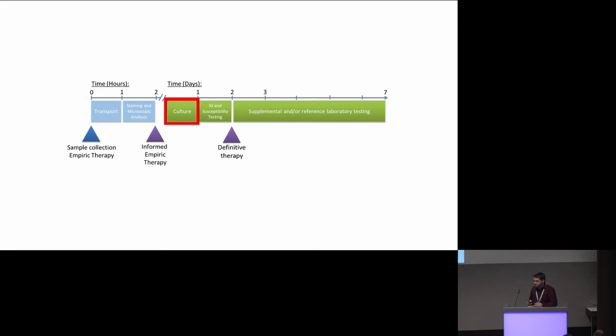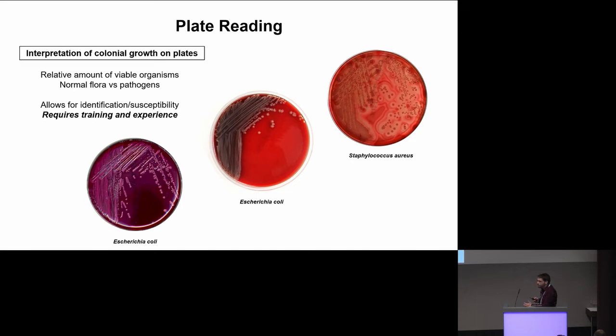Okay, so the last part about AI algorithms here, I'd like to go into a little bit about culture, and I think this has been reviewed by a couple of other speakers, because this is a really important future application of AI, which is reading culture plates. A lot of clinical micro is still based on interpretation of colonial growth on plates, which tells you the relative amount of viable organisms and allows for our identification and susceptibility testing. And these are just representative plates of some E. coli and some Staph aureus that we could see in the clinical lab.